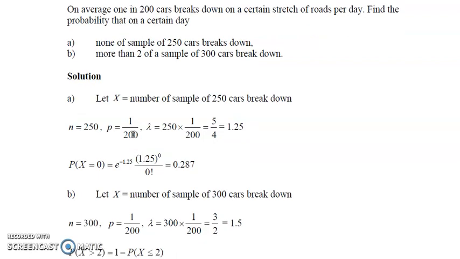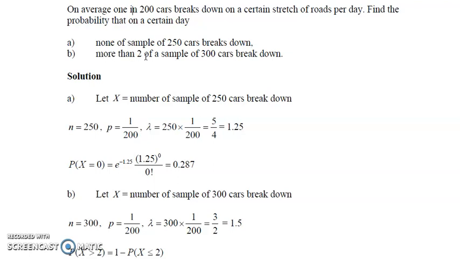1 over 300 will be a small number, right? N is a large number, right? So that's why we'll be having a Poisson distribution as an approximation to the binomial distribution here. So the lambda will be equal to N multiplied by P, which is 1.25. So X is equal to 0, so you'll be having this one.